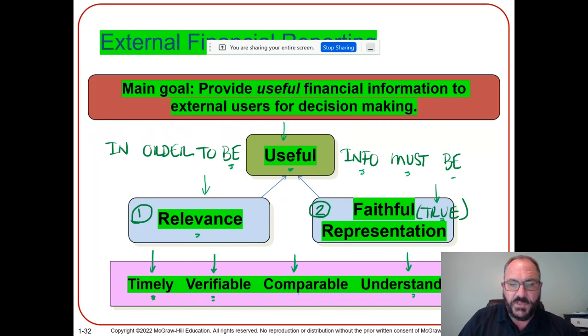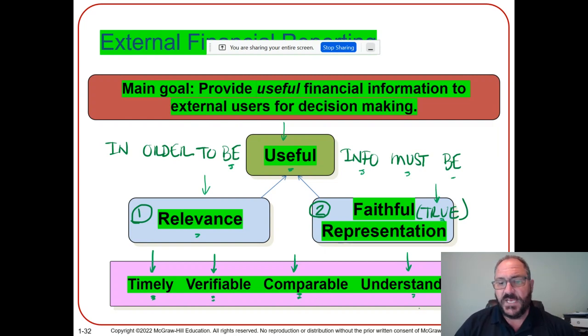Then comparable. What they mean by that is when you do your financial statements, like I mentioned, you actually have some choices to make on how to do certain things. You can't keep changing back and forth because it makes them not be comparable. It's like apples and oranges if you were doing that, right?